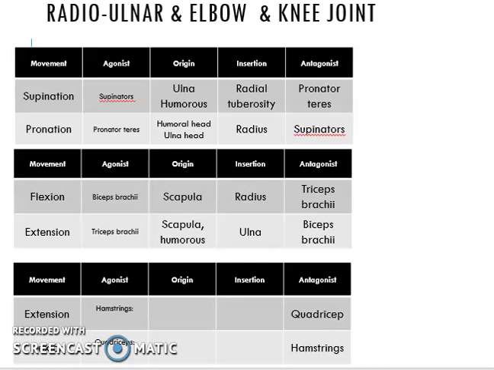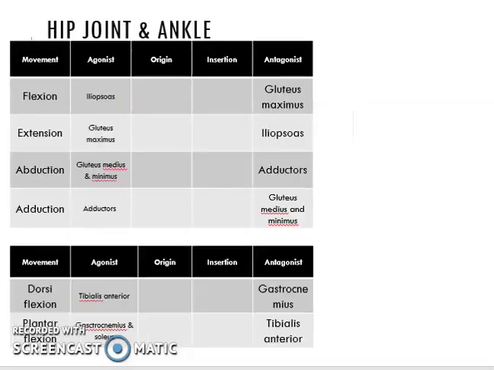The triceps brachii now creates extension, and the scapula and the humerus are the origin, which means they both move when extension occurs, and the ulna is the insertion, which does not move. The antagonist is the biceps brachii, so for the biceps it's the triceps, and for the triceps it's the biceps.